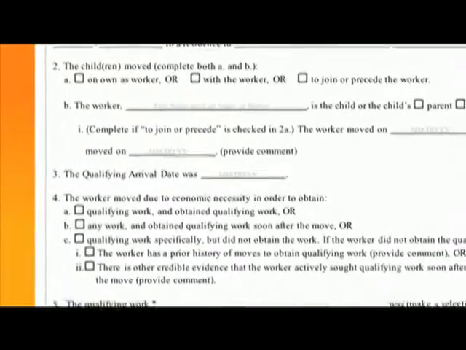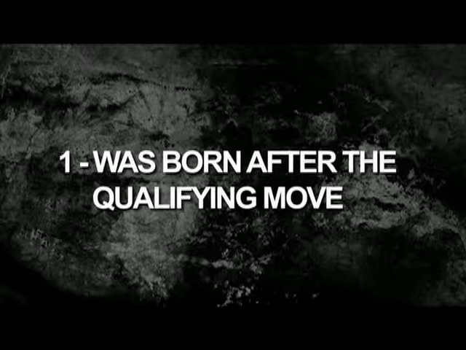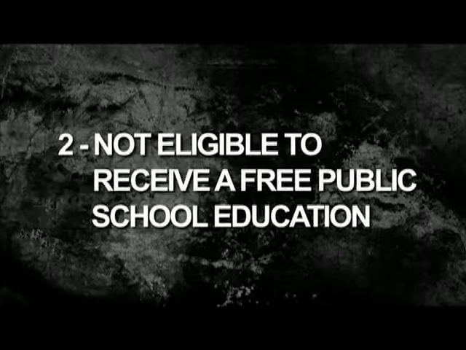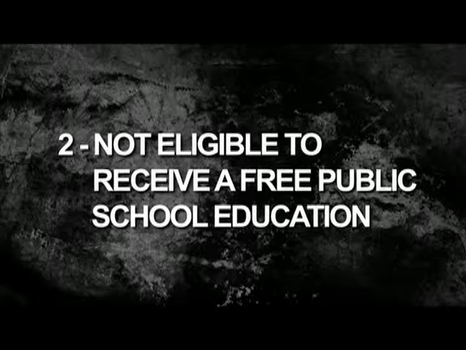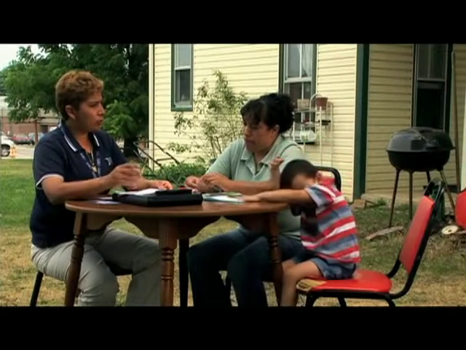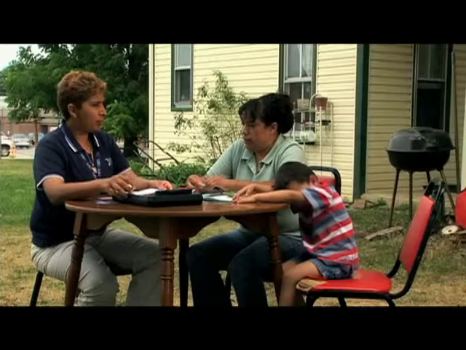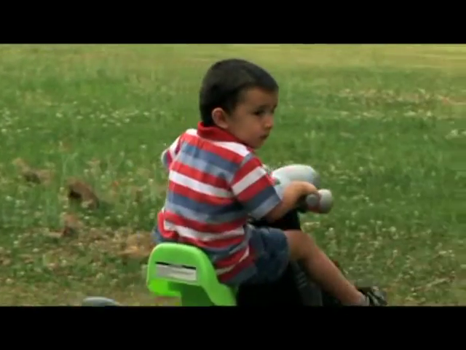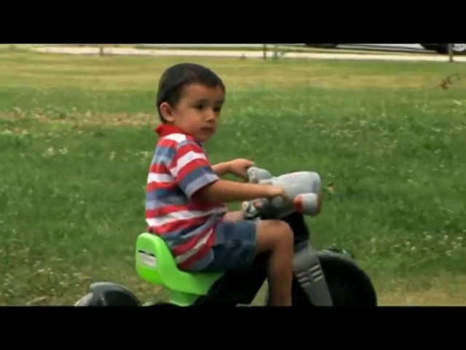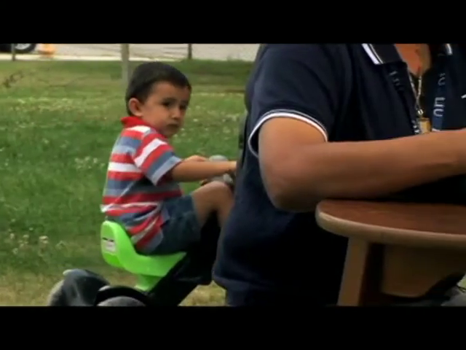The recruiter must not include any child who 1. Was born after the qualifying move, 2. Is not eligible to receive a free public school education, such as graduating from high school or has obtained a General Educational Development or GED certificate, or 3. Did not make the qualifying move described on the COE. If more than one COE is necessary, the recruiter must complete all sections on each form. Now let's take a look at a story of a migrant family's history of migration and their interview with the recruiter.